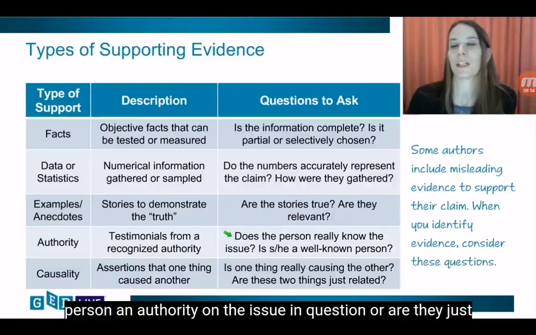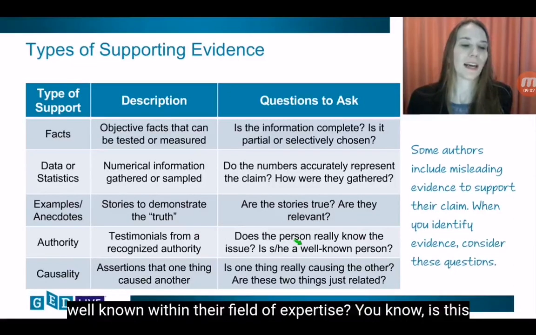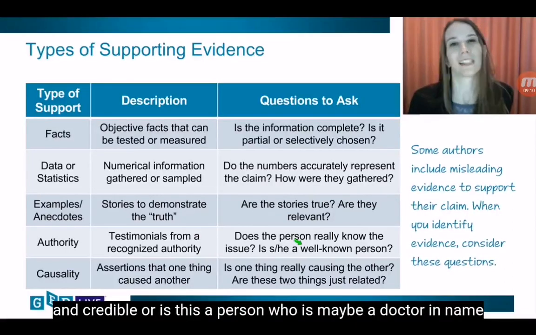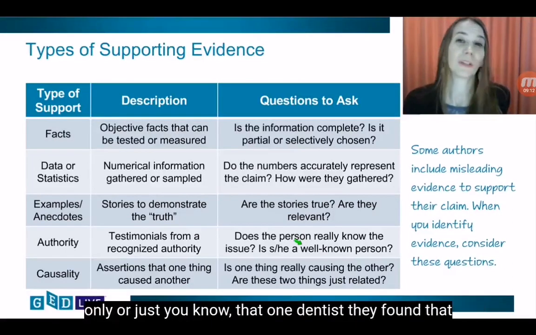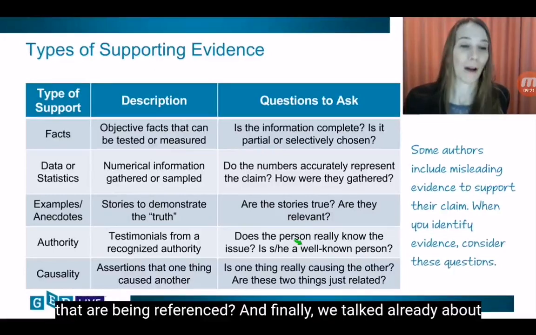So is this person an authority on the issue in question, or are they just an authority in some other realm? And finally, is this person well-known within their field of expertise? Is this person a doctor that's well-known and thought to be reliable and credible, or is this a person who is maybe a doctor in name only, or just that one dentist they found that disagreed with 9 out of 10, right? So who are the authorities that are being referenced?